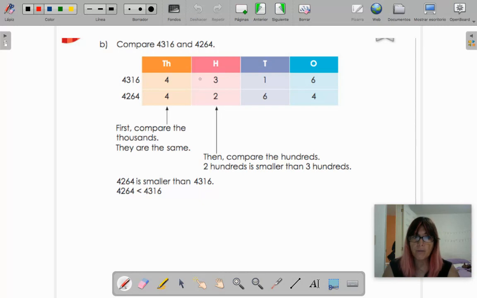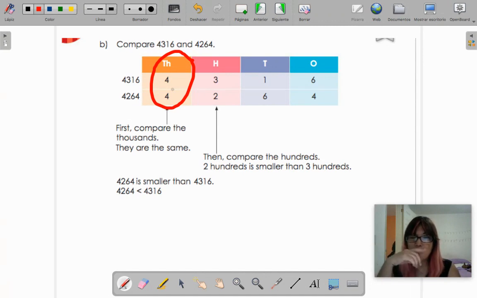How do we compare? First, we look at the thousands. But, here the two are the same. So, what do you think we should do? If the two are the same, how are we going to compare the numbers?